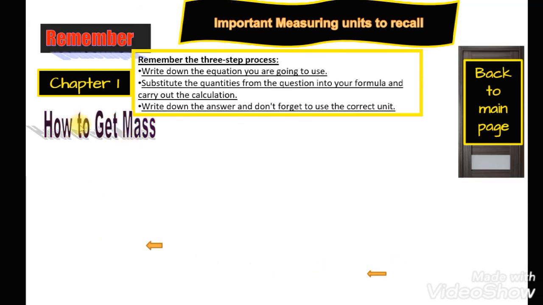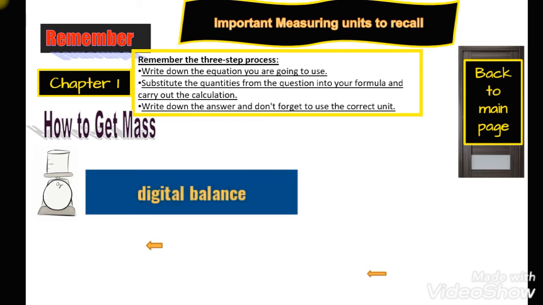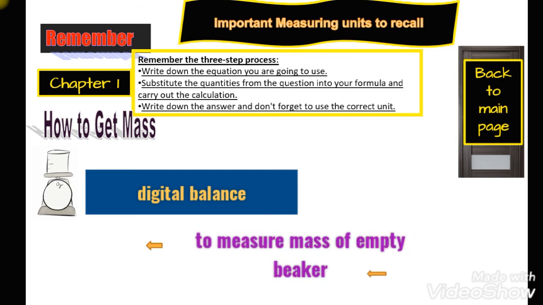We will start with how to get the mass. But first, what is the mass? The mass is one of the properties of matter. The mass is the amount of matter in an object. For example, if we have an empty beaker, it can be measured by using a device like a digital balance. So if we have a digital balance, we can measure the mass of the empty beaker.